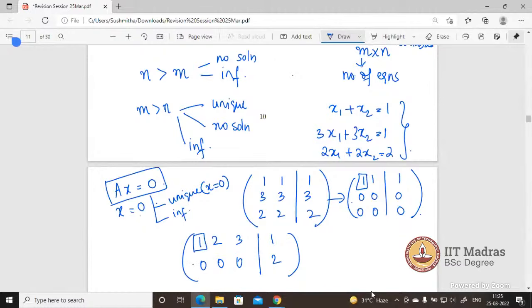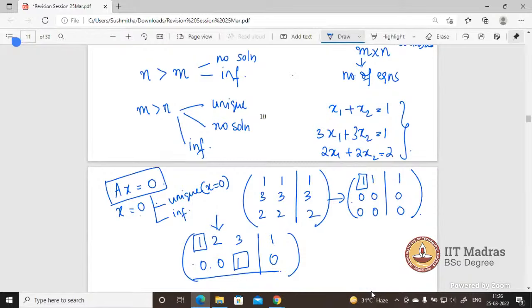Not x2 and x3 are independent. No, here the last row, this is 0, this is 2, no? So no solution. Yeah, okay. If this was 0, then infinite, yes. Even if this was 1, it's still infinite because there's no pivot here, so x2 can be chosen in any way we want.